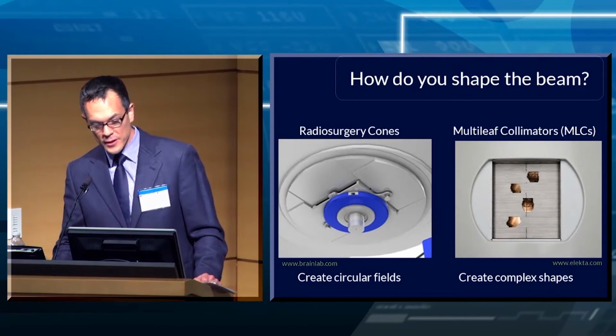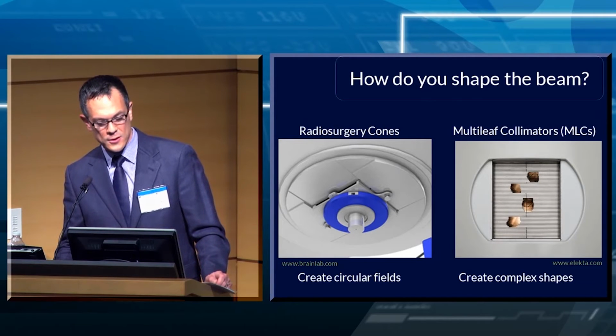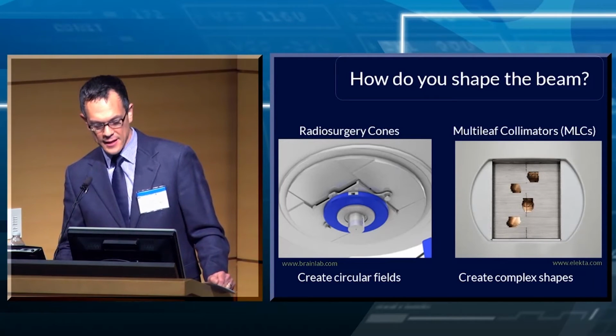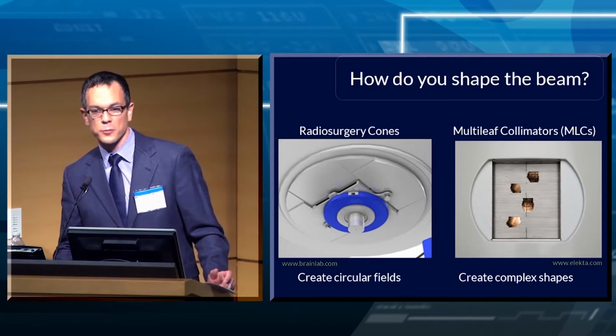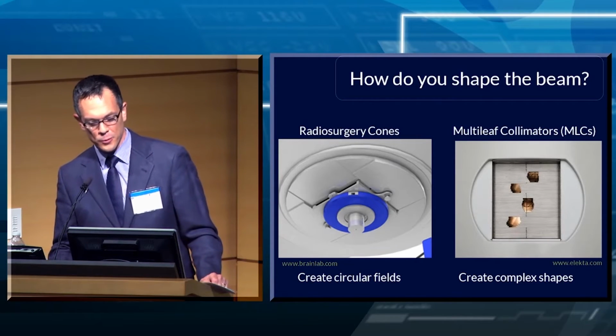For radiosurgery, you can shape the beam two major ways. One is through radiosurgery cones, which is a tiny little cone you put on the bottom of the LINAC that creates circular fields. Or you can use multi-leaf collimators, which are like little leaves of tungsten usually, that can modulate and shape the field into more complex shapes, and even in this case, little island shapes if you're treating more than one target.